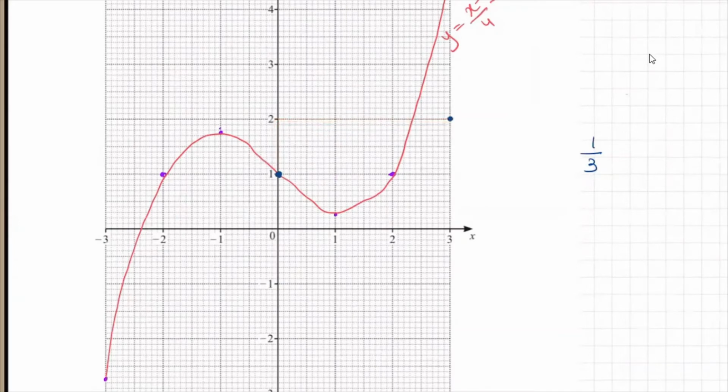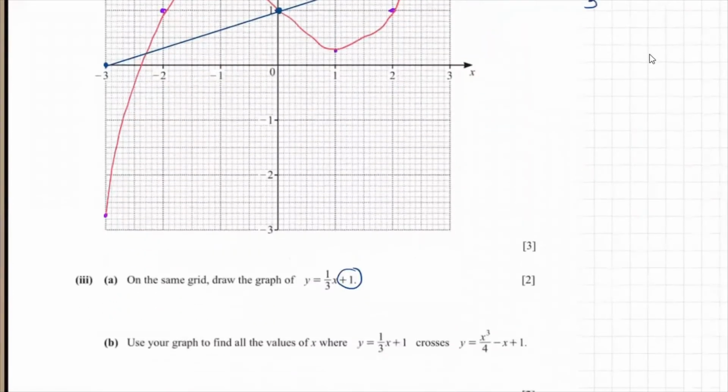Otherwise, if you think you need some more practice, then clearly write it down. What is your rise? What is your run? There's no harm in writing it down for your own use. Okay, 3 points are there. I'm going to join them in a straight line like this. Okay, all right. So this is y equals 1 over 3 x plus 1. The maximum number of points you need to make a line is 3. So your work is done over here.